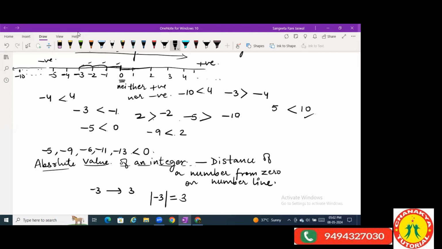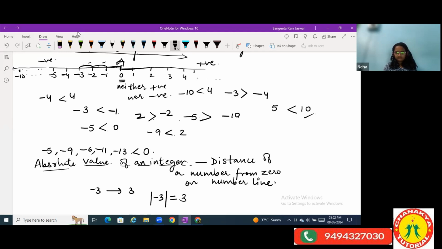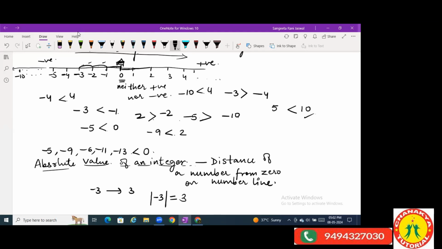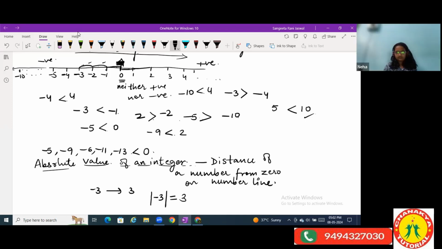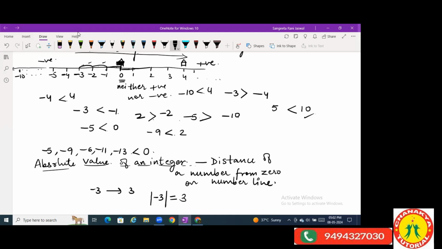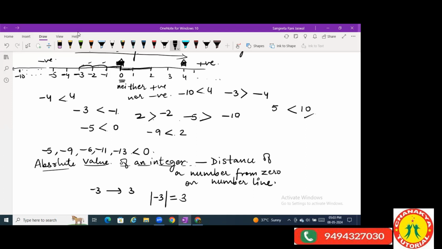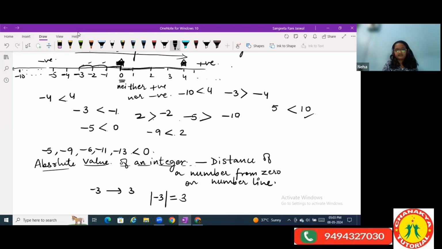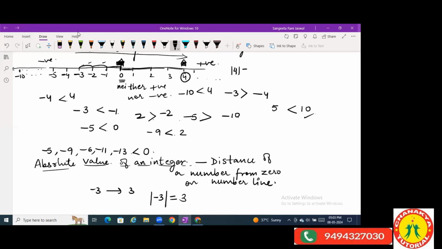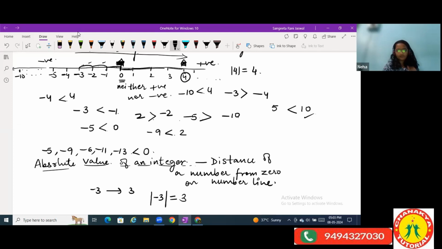Now, suppose this is your house. Lakshita can say this is Lakshita's house, Neha can say this is Neha's house. This is your house and this is your school. So how much is your school away from your house? 4 units, ma'am. Okay, 1 unit, 2 units, 3 units, 4 units. So the absolute value of 4, this is the number 4, will be 4.